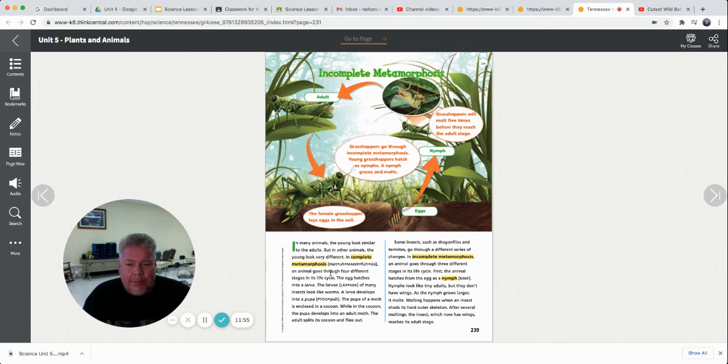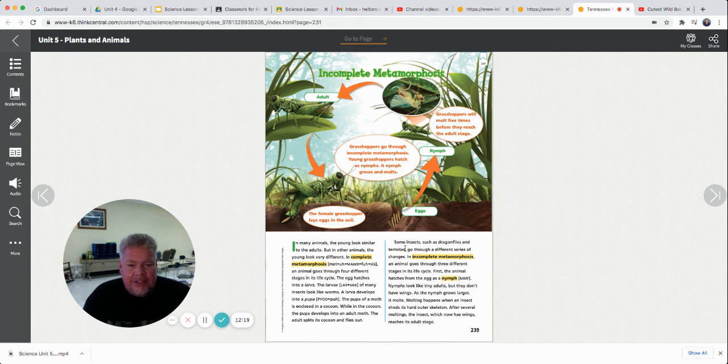In complete metamorphosis, an animal goes through 4 different stages in its life cycle. The egg hatches into a larva. The larvae of many insects look like worms. A larva develops into a pupa. The pupa of a moth is enclosed in a cocoon. While in the cocoon, the pupa develops into an adult moth. The adult splits its cocoon and flies out.